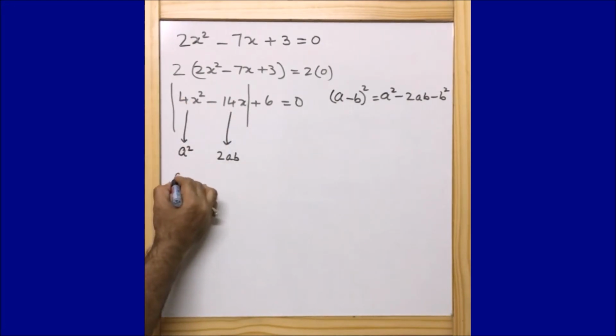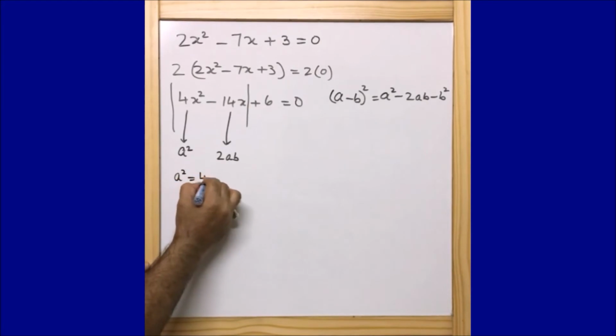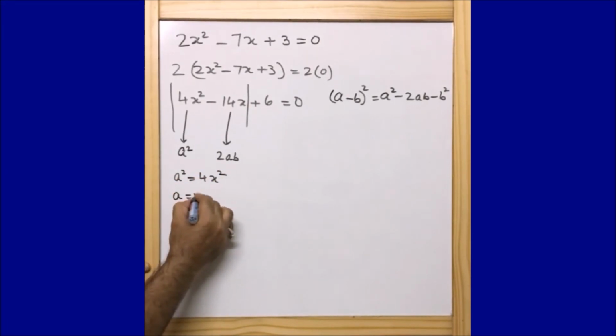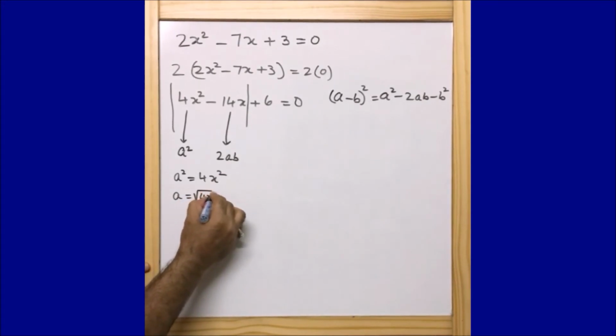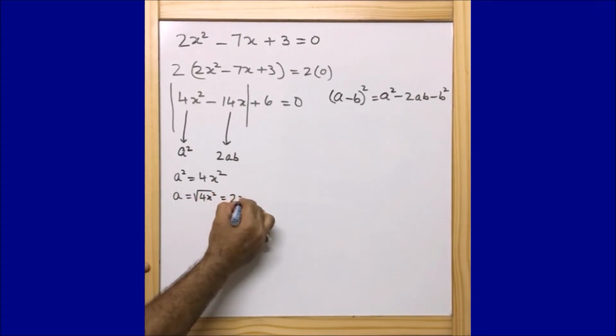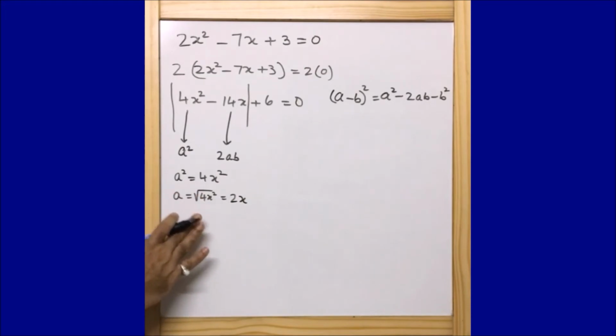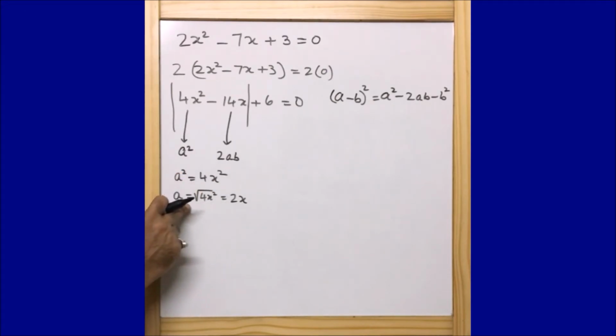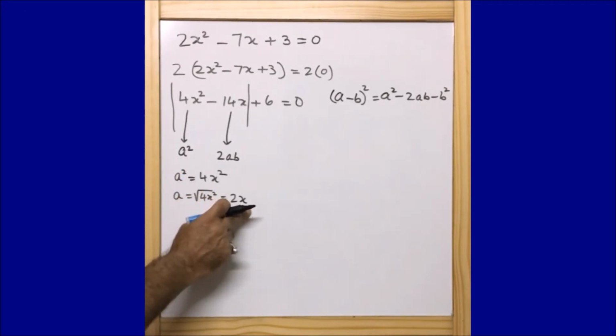See, 4x square is nothing but a square, 14x is nothing but 2ab. So what we have, a square is equal to 4x square, or I can write a is equal to root over of 4x square, that is equal to 2x. Guys, hope this is clear. I told you 4x square is a square, so that's why I considered a square is equal to 4x square. a is equal to root over of 4x square, that is equal to 2x.